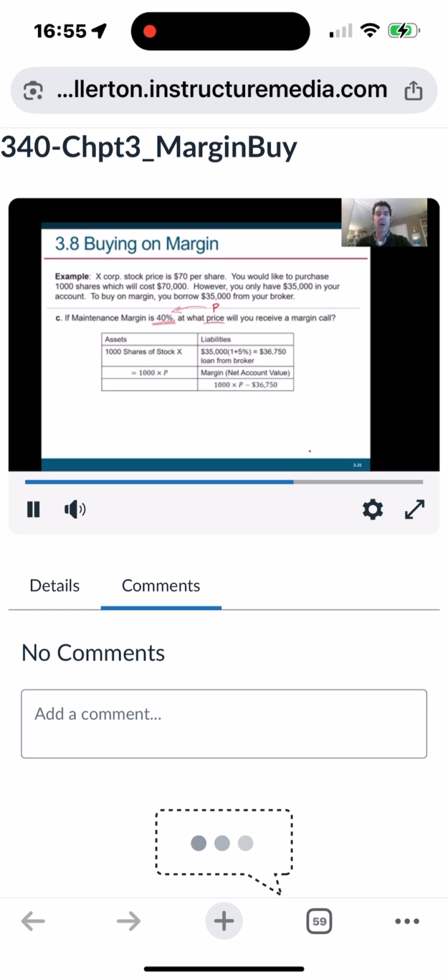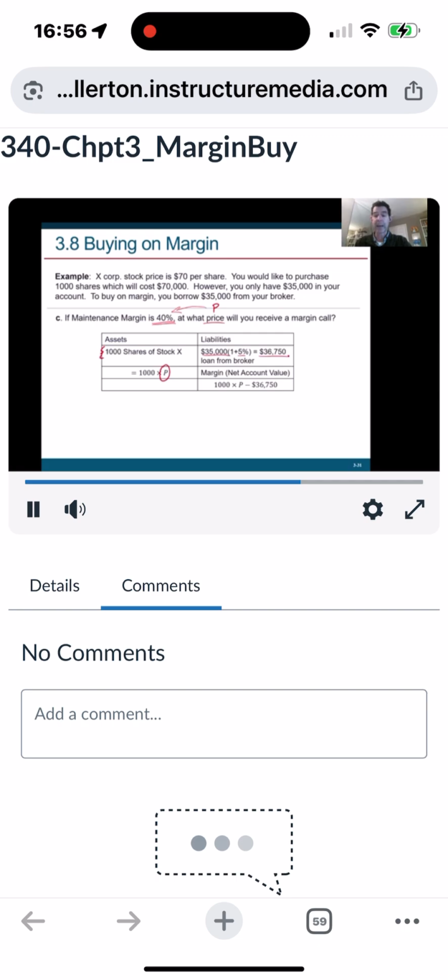So let's do that. Once again, I'm going to go to my balance sheet. On the asset side, I've got the 1,000 shares of stock. Now, I don't know the price, okay? So I'm going to put the price as P. That's what I need to solve for. All right. Liabilities, what do I owe? I owe that $35,000 plus the 5% to the broker.